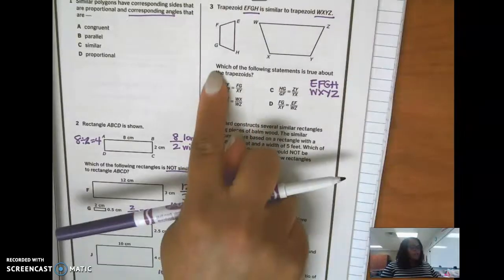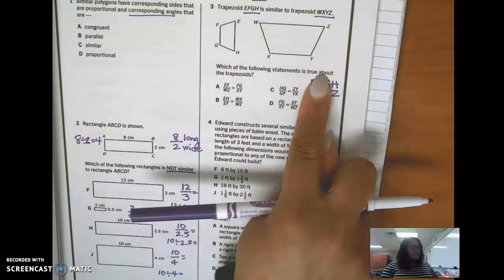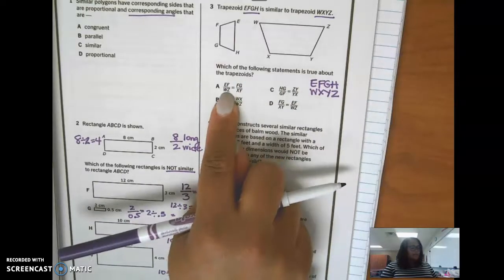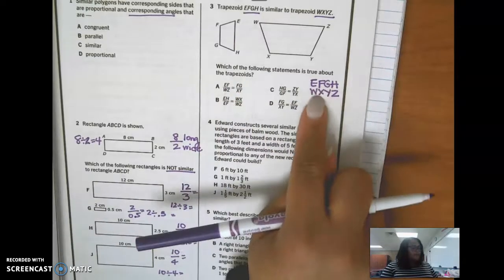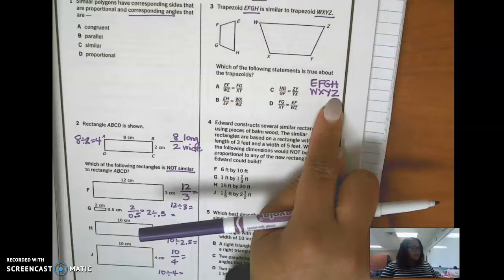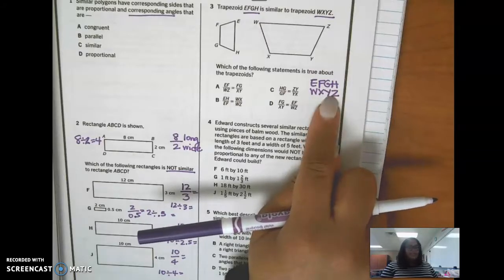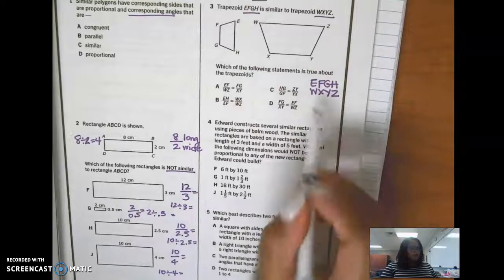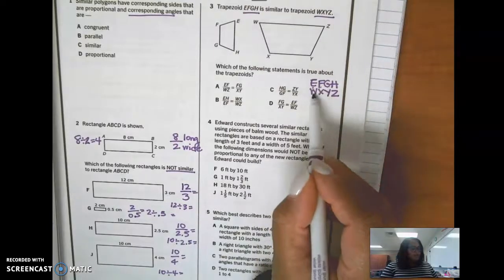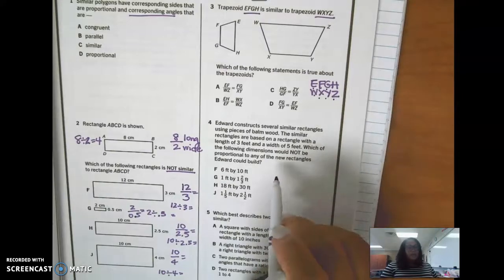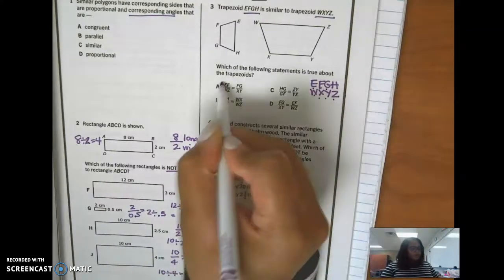So when I check which of the following statements is true about the trapezoid, I'm going to look and see, okay, EF and WZ. EF and WZ is going to be the same as FG and XY. Did I make the same motion when I move my finger? EFWZ to FGXY. I did not make the same motion there. So this one would not be it.